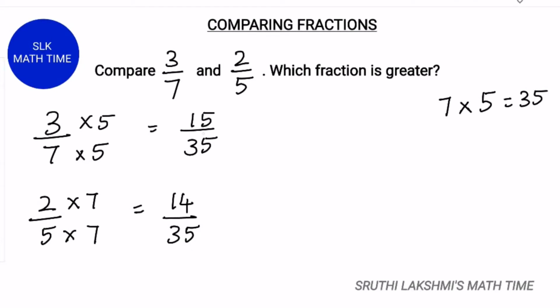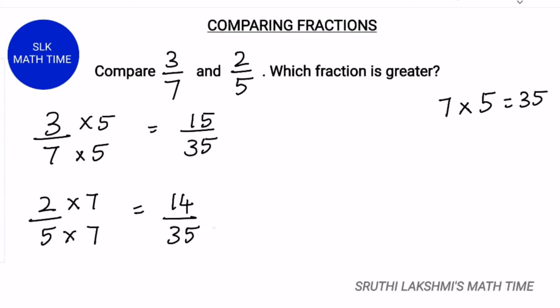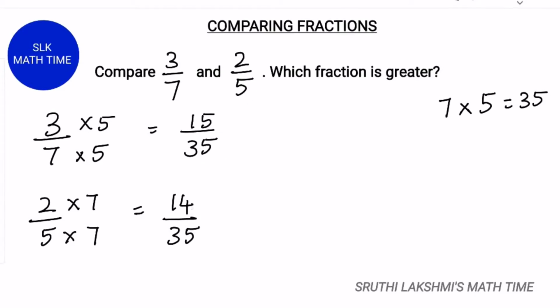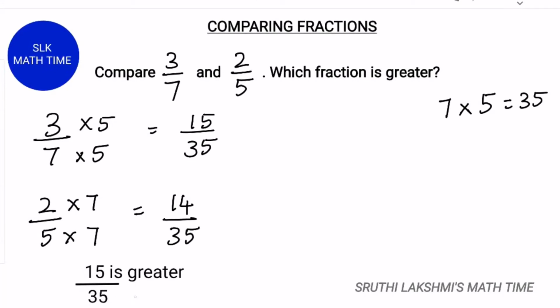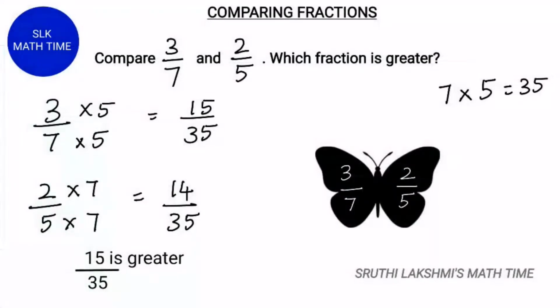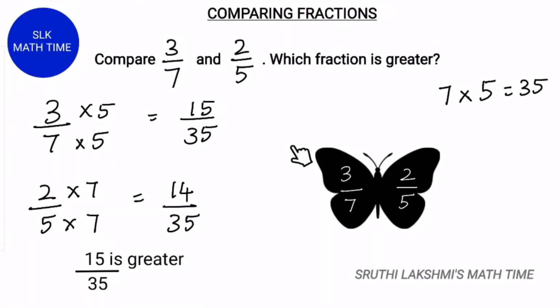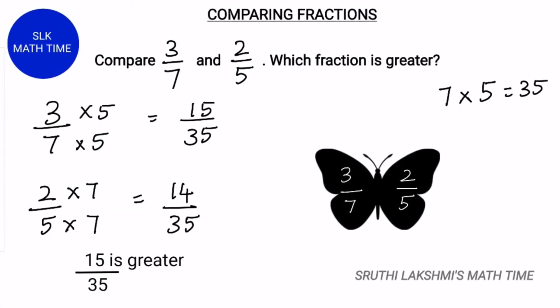Now let's compare 15 by 35 and 14 by 35. It is much easier because both the denominators are the same. So when we compare 15 by 35 with 14 by 35, we come to know that 15 by 35 is greater. This is also known as the butterfly method or the cross multiplying method.